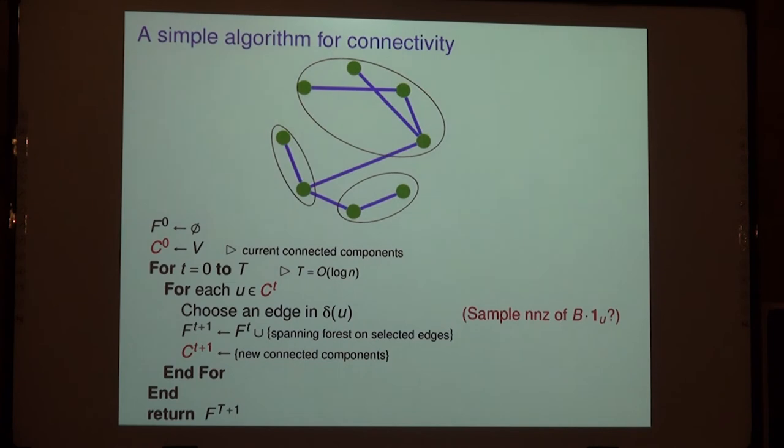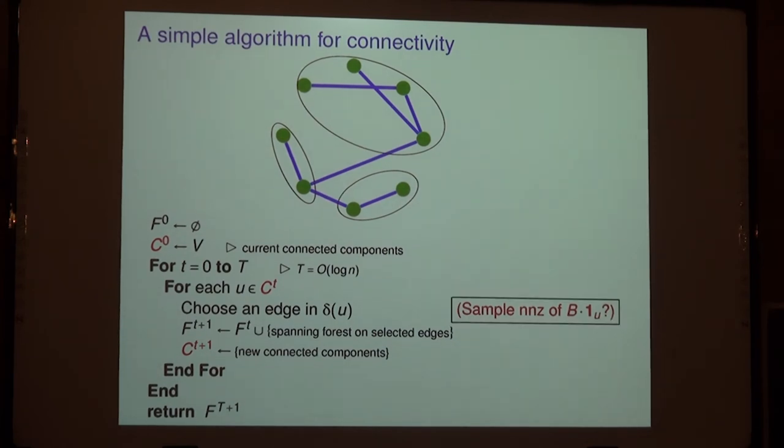Okay, can somebody give me a quick proof that this constructs a spanning tree of the graph in order log n rounds? So how many times do I need to run it? Why is setting t equals order log n sufficient? What do we double? What do we halve? So you can see that at every iteration, you halve the number of connected components, at least. OK, good.